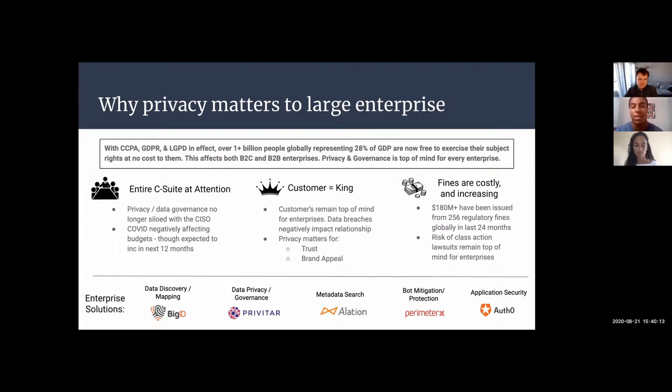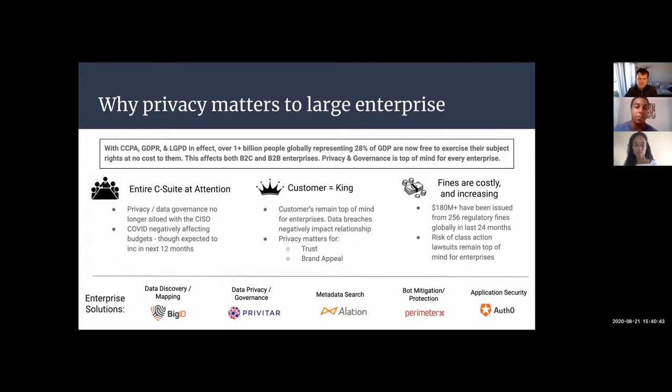And I think one thing to keep in mind is that now more than ever, enterprises are really paying attention to data privacy and these various regulations that Morgan mentioned. And part of that is the scope of these regulations is massive. More than 1 billion people today globally are now free to exercise their subject rights at no cost to them. This affects both consumer businesses as well as B2B enterprises collecting the sensitive information.